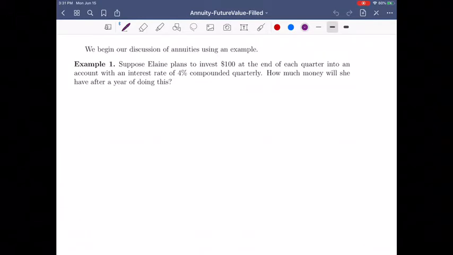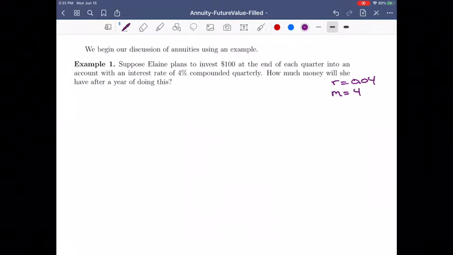So suppose Elaine plans to put $100 at the end of each quarter into an account with an interest rate of 4% that's compounded quarterly. So notice that the interest is compounded quarterly and she's making quarterly payments. So they match up. It's an ordinary annuity. So our payment value is $100. The interest rate of 4% is 0.04, and compounded quarterly means that the m is 4.